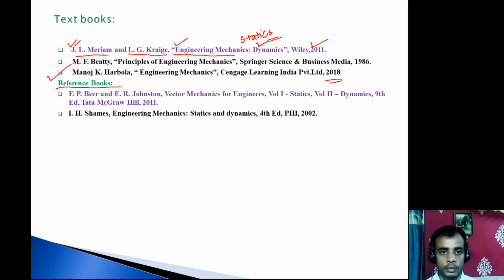And the reference books I will refer are Vector Mechanics for Engineers by F.P. Beer and E.R. Johnston, for statics as well as dynamics. Then you have another reference book, you can follow this book also. Okay, next.